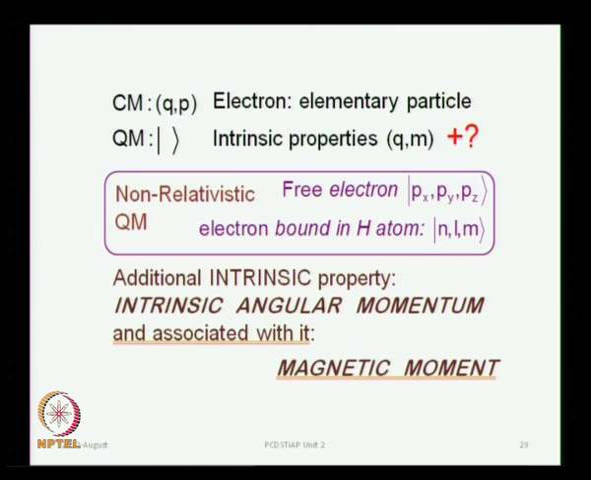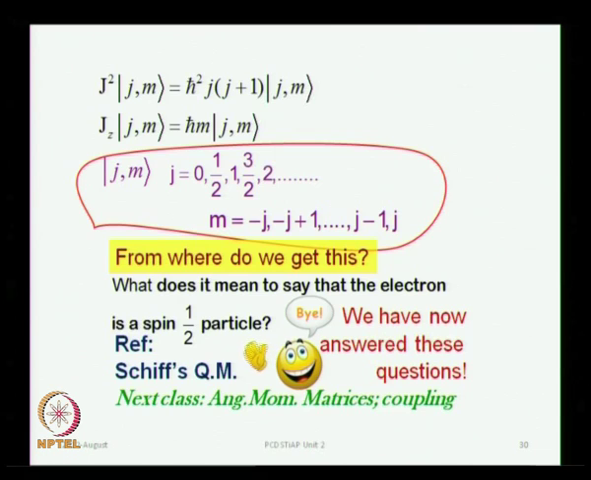But what you have in addition to the charge and mass is an additional quantity which is an intrinsic angular momentum, and associated with this intrinsic angular momentum is also a magnetic moment. So there is this additional property which the electron has, and you have this half integer quantum number for the electron spin, and we have got it basically using angular momentum algebra, nothing else.